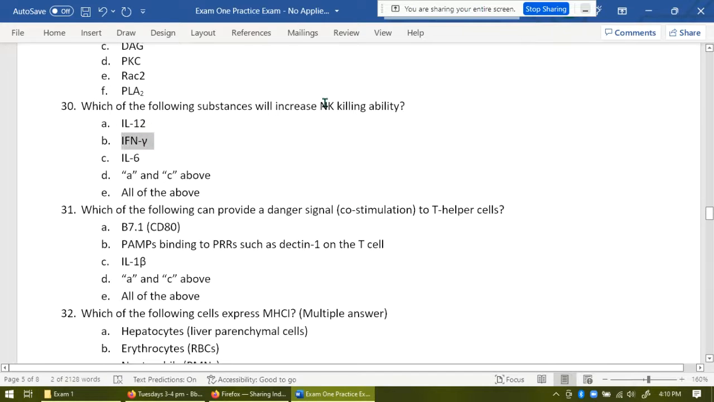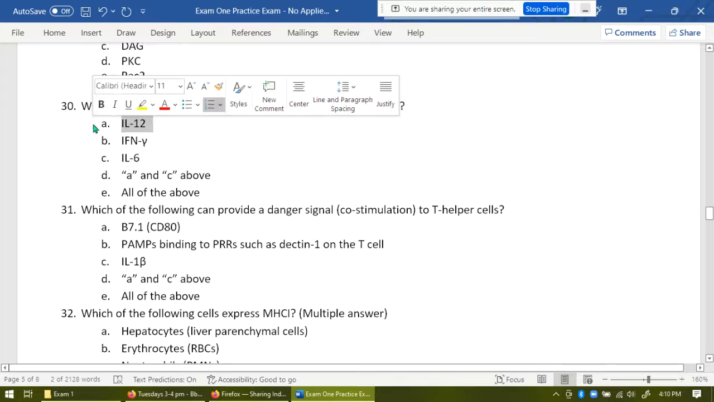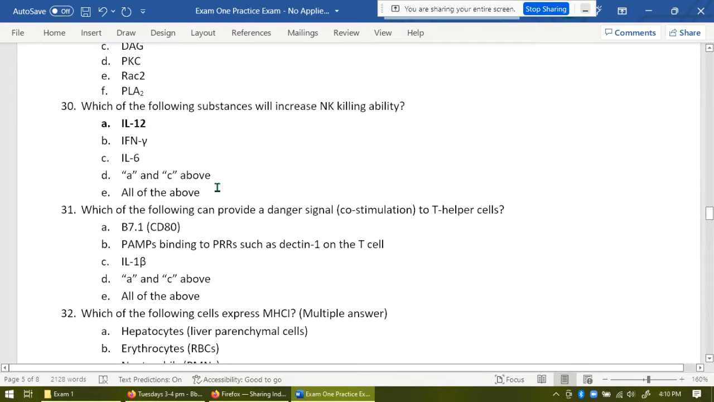Interferon gamma does not act on natural killer cells. Natural killer cells actually make interferon gamma, and it doesn't act on them. IL-6, so far as I know, does not act on natural killer cells, at least not in an important way. So the answer to this one is A, IL-12.